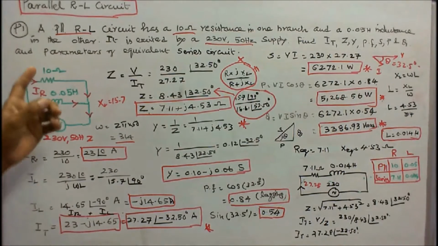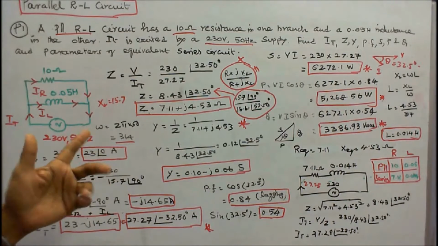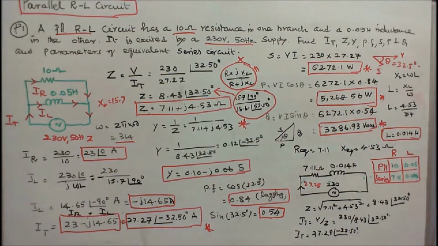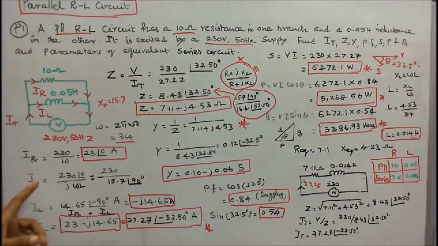Here a resistor and an inductor are connected in parallel. In a parallel circuit, voltage is constant. I can find the current flow in the 10 ohm resistance. IR is equal to 230 by 10, that is equal to 23 amps. IL is equal to 230 by j omega L.